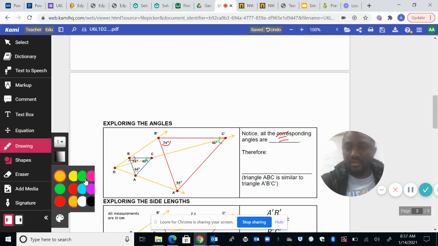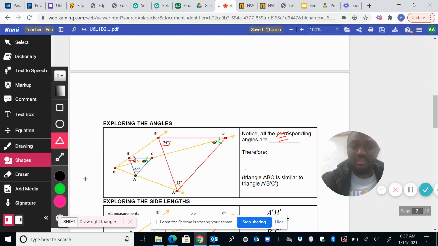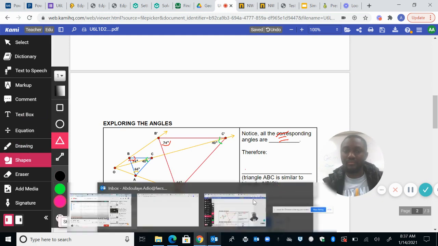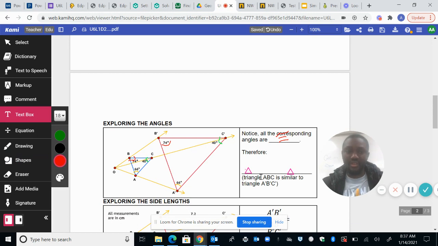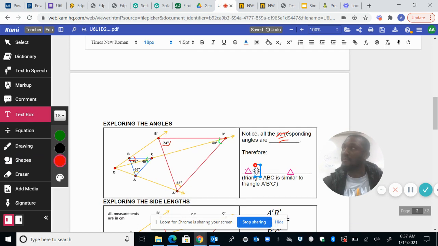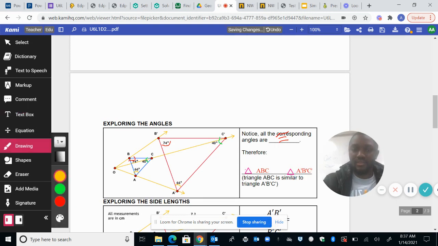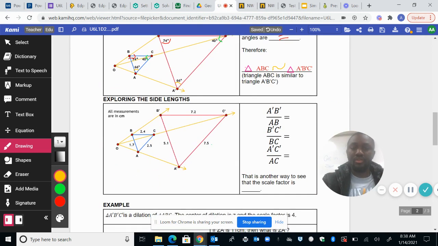So you're going to say triangle. Then we can say triangle ABC is similar to triangle A prime, B prime, C prime. So the similarity symbol is this, okay? So we're gonna go to the next picture.